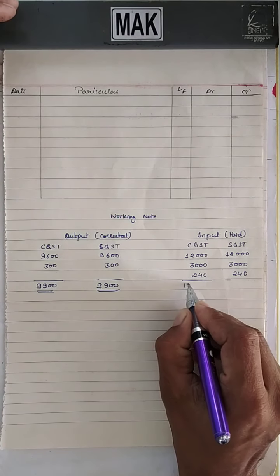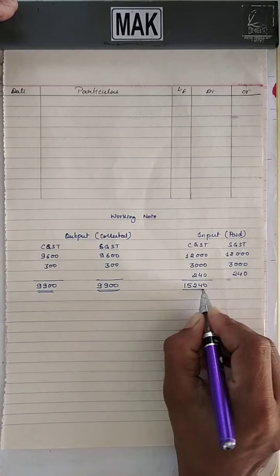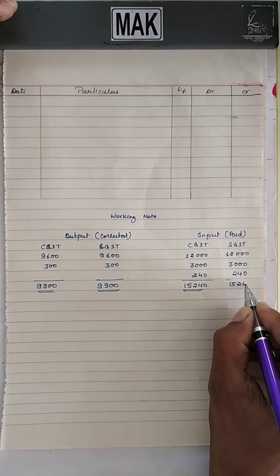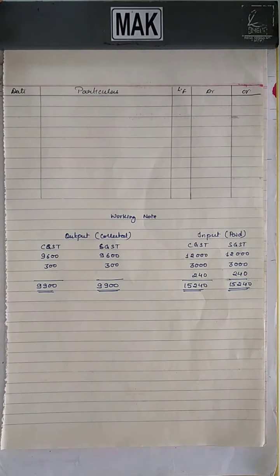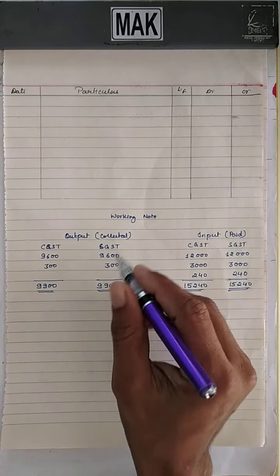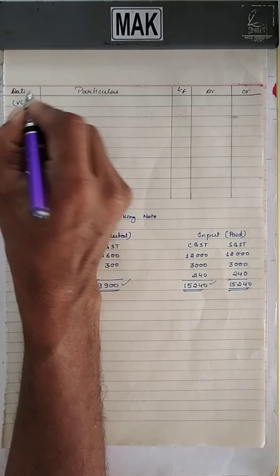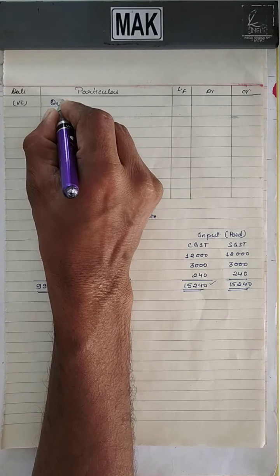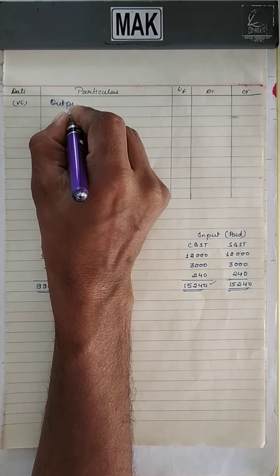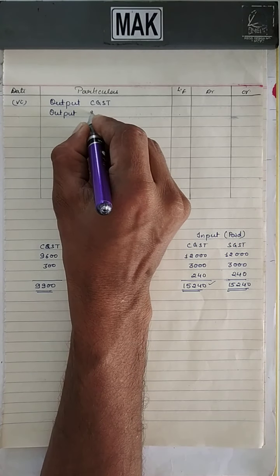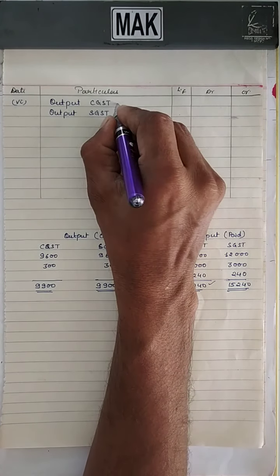On this side you will get 15,240, and paid 15,240. You have already paid a larger amount, but what is collected is less. So whatever is collected, that much entry we will make here. Here we will write the last, the 6th entry, the 6th transaction. So here you have to write output CGST and output SGST, both on the debit side.